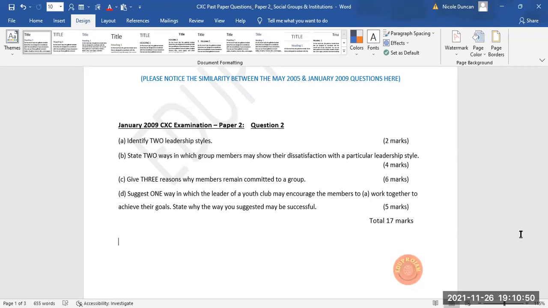What I want you to notice here, Alex, is that there are repeated questions, and that happens a lot. And that is why it's important that we really take the time to go through these questions so we can become familiar with the ways in which questions are stated. Again, you're asked to identify, for A, 2 marks, 2 leadership styles. Again, you would say authoritarian or autocratic. Second one, you could say democratic or participating. Third one, you could say laissez-faire. Any 2 of those will give you the marks.